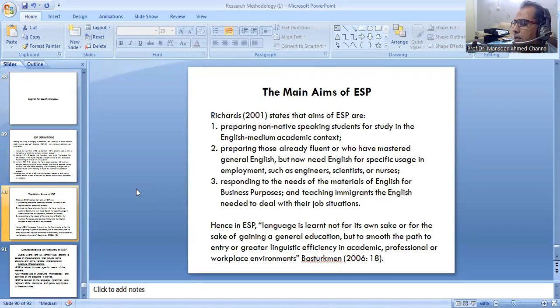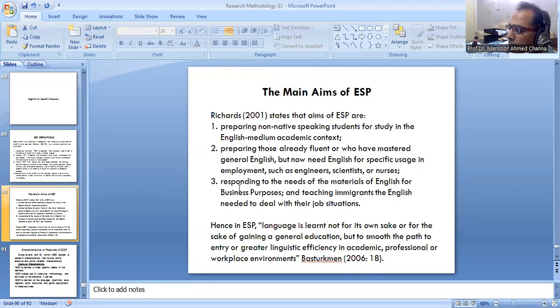The main aims and objectives of ESP. Richards in 2001 stated that the aims of ESP are: number one, preparing non-native speaking students for study in the English medium academic context. Number two, preparing those already fluent or who have mastered general English but now need English for specific usage in employment, such as engineers, scientists, or nurses.